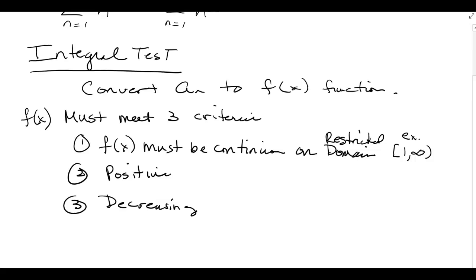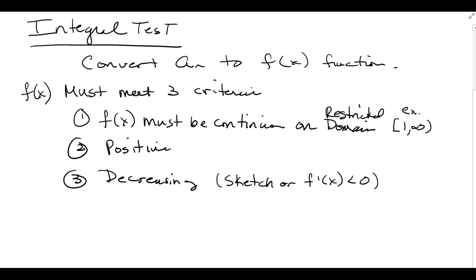So the positive is usually you can check pretty simply just by looking at it, and we'll go over that. The decreasing part, again, you can sketch it if it's easy to sketch and see that it's decreasing, or if its derivative is less than 0 on that restricted domain, that's another way to show that a function is decreasing, because any function, if you recall, that is decreasing is always going to have a negative slope. All right, they kind of went hand in hand, and we examined that back in Calc 1 in Chapter 4, applications of derivatives.